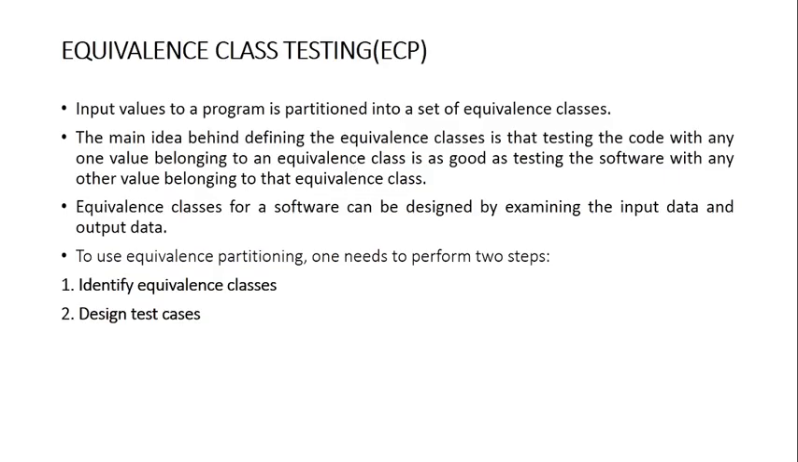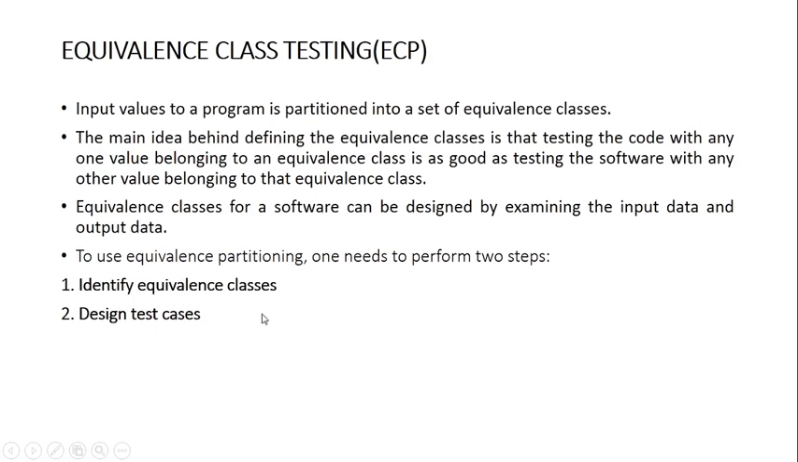So what does equivalence class partitioning mean? It says that whenever the input domain is very large and it is practically impossible to check for all possible inputs, we divide our input into equivalence classes. Equivalence classes means the values which belong to a particular class have a similar behavior, right? So how do we proceed with this? It is a two-step process.